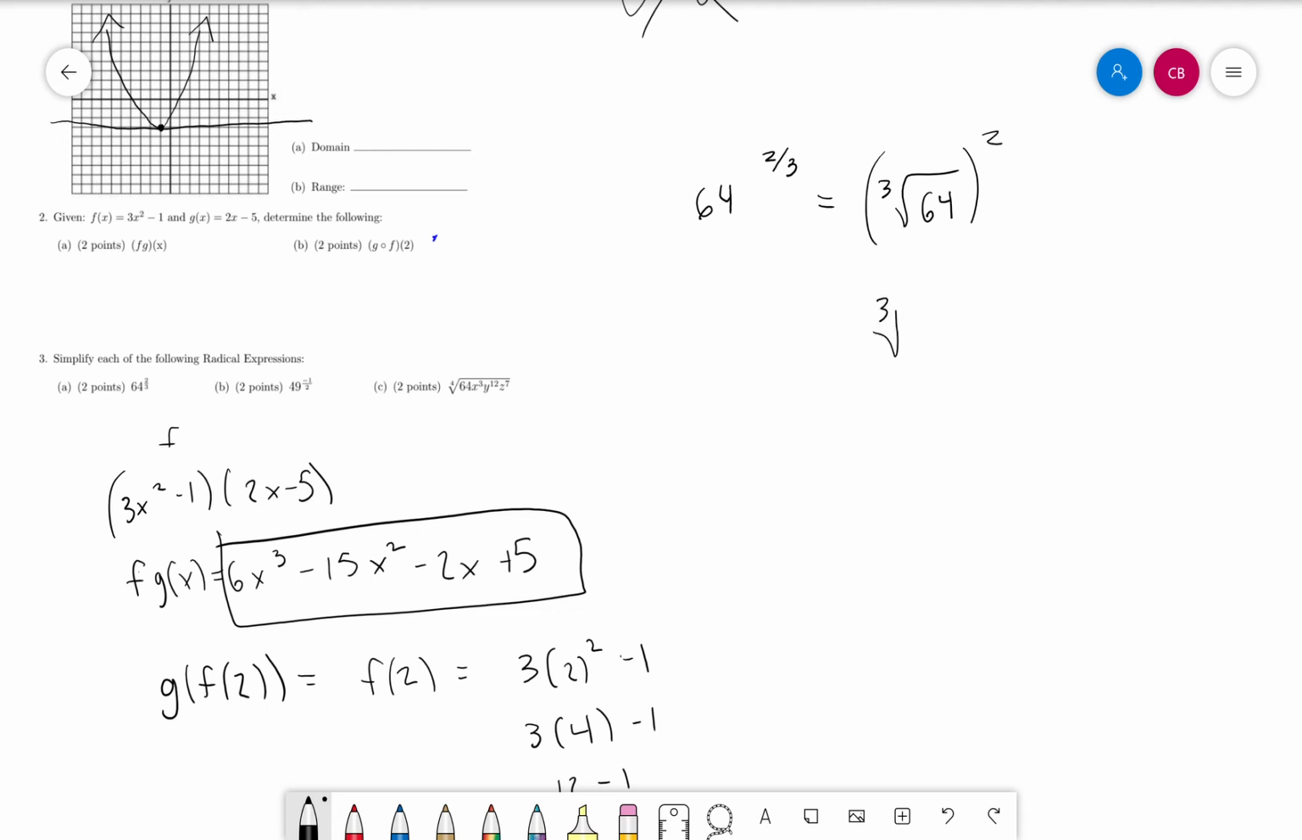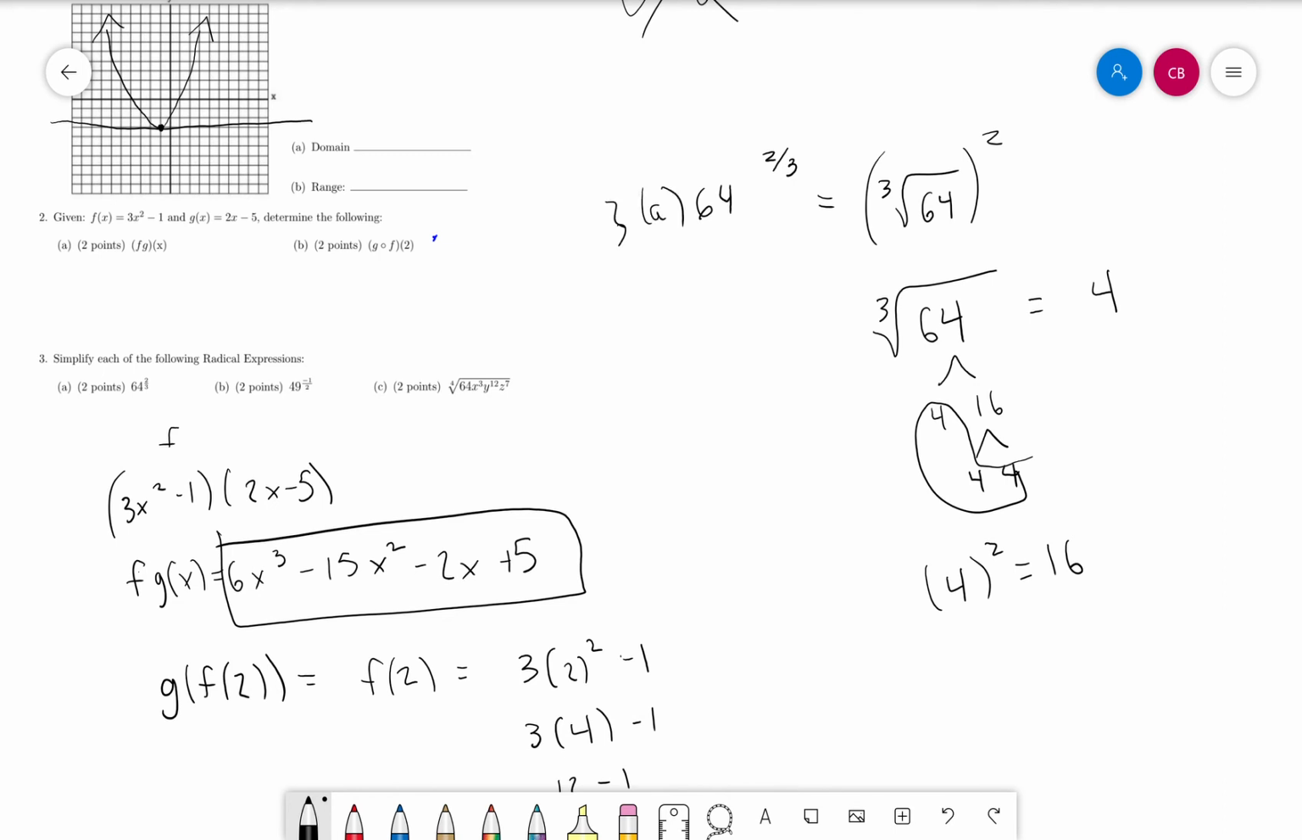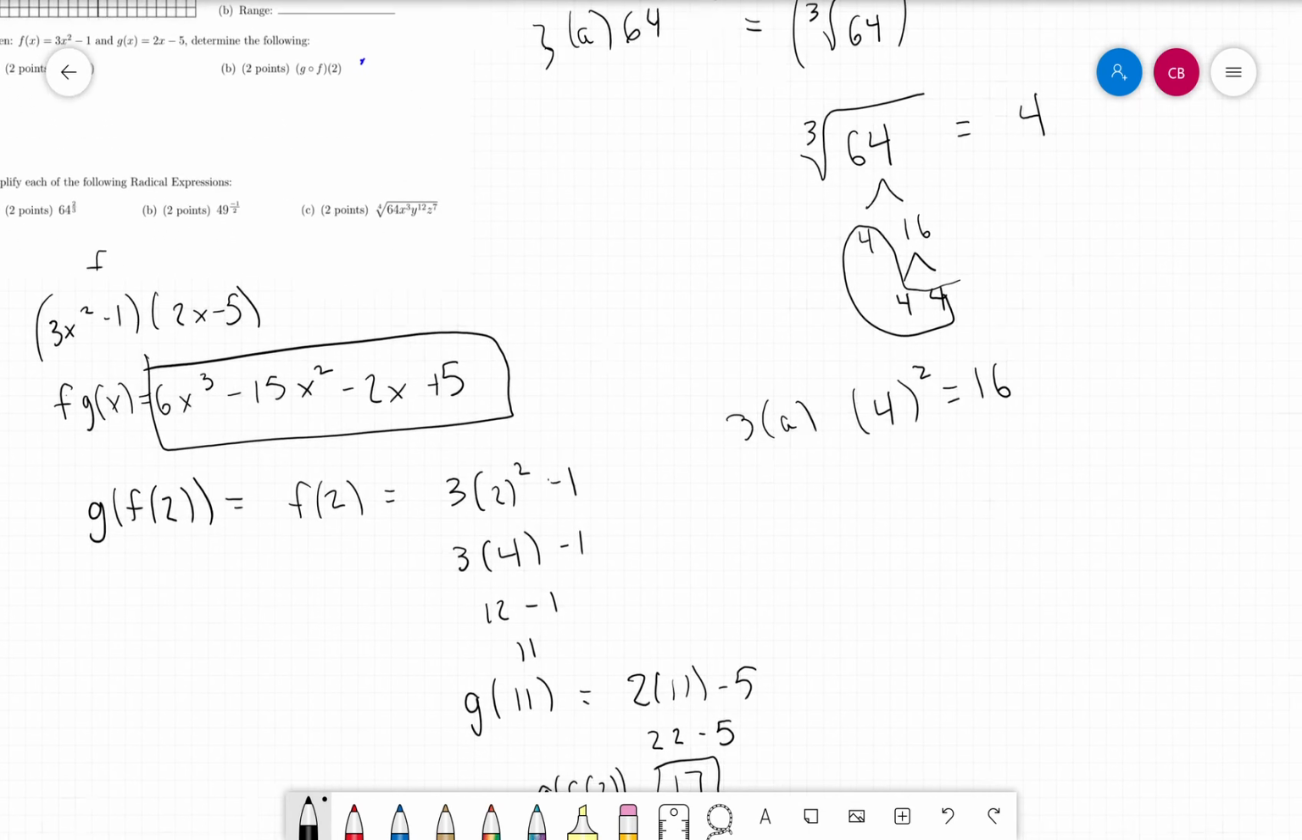Well, the cube root of 64, oh man, what is this thing doing? The cube root of 64 is 4 times 4 times 4, which is 4. So this is 4 times 16 and 4 times 4. 3 4s pulls 1 out, so that's 4. So we're looking at 4 squared, which is equal to 16. So your answer for part 3A is 16.